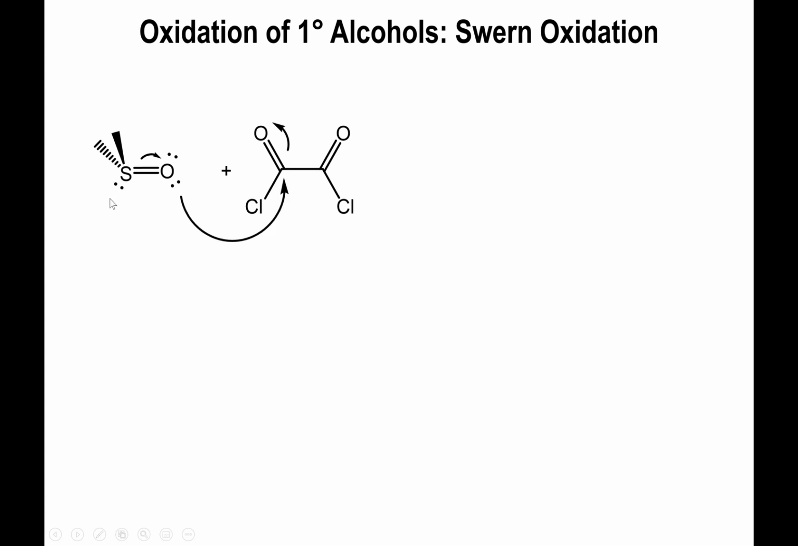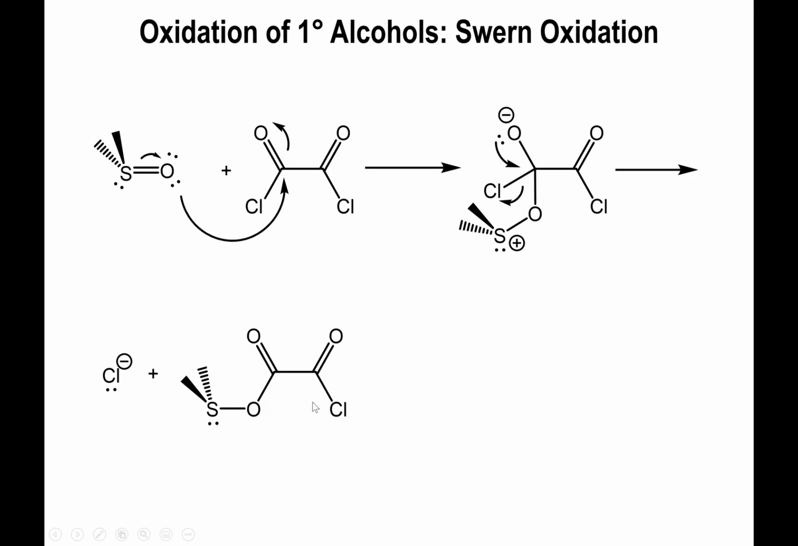First, DMSO attacks with its oxygen one of these carbonyl carbons. Now what ends up happening first is that the CO double bond is broken after addition of this nucleophile. But then the oxide that you just formed right here by breaking the double bond gets reformed. So you reform that double bond, all the meanwhile kicking out the good leaving group chloride. And that gets you to this molecule right here. And of course you still have the chloride hanging around.